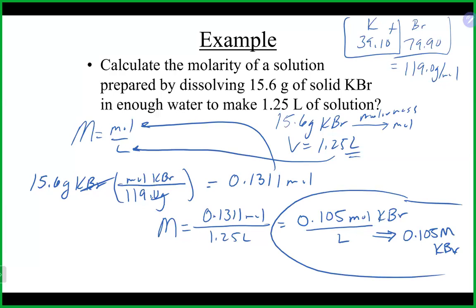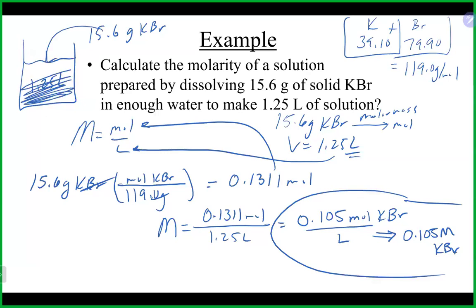So basically what this means is if you weighed out 15.6 grams of KBr and you put it in there with enough water to make 125 liters of solution, gave it a really good mixing and dissolved it all, you should then have a solution sitting there with 0.15 molar in terms of its concentration. Any questions on it there?